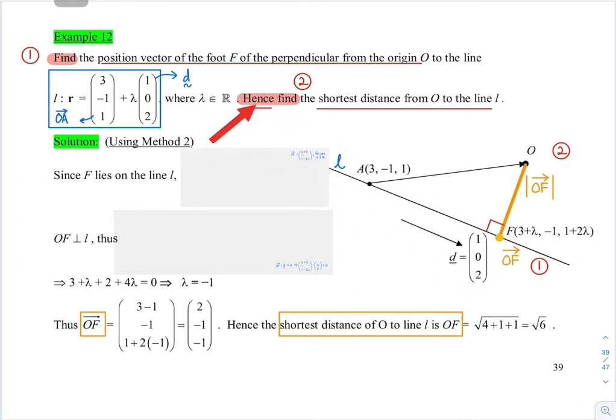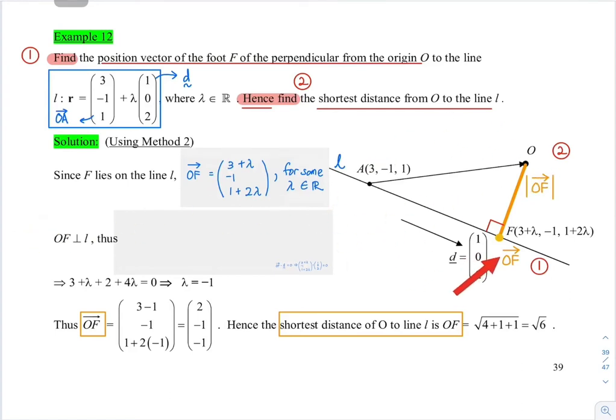Then next, using the hands approach, we're supposed to find the length of the distance over here from O to F, which is basically the magnitude of the vector OF itself. So using method number 2, since the point F lies on the line L, the position vector of F can be obtained from the equation itself, for some values of lambda. Okay, so the position vector of F can be written as so, in terms of lambda.